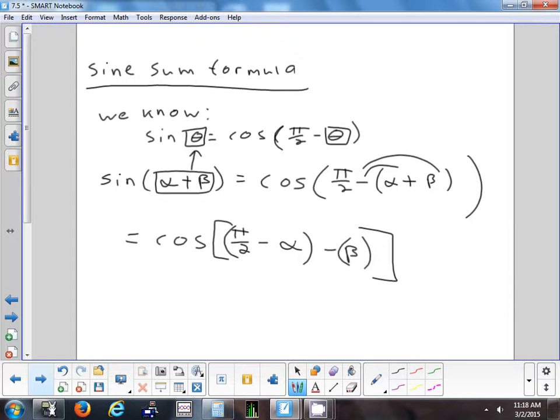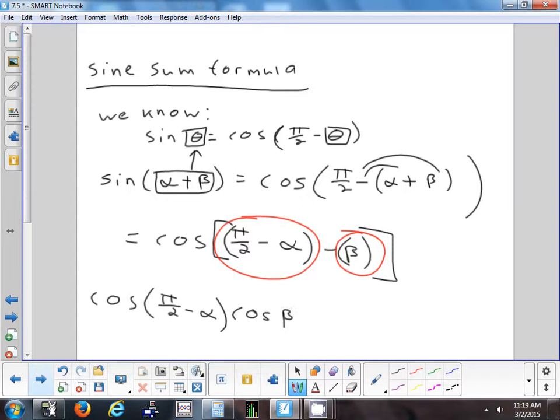Now we have cosine of a difference. That's the first thing. That's the second thing. Plug all of that into your cosine of a difference formula and watch what happens. So we're going to have cosine of each angle plus sine of each angle. Cosine of my first angle. Cosine of my second. Plus, now do sine of each angle. Sine of my first. Sine of my second.